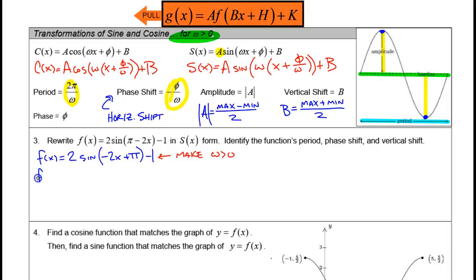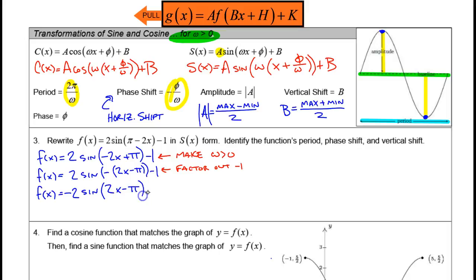I'm going to do that by factoring out a negative 1. So 2 times the sine of negative times 2x minus pi, still all minus 1. Now the next thing I'm going to do is kind of tricky. I'm going to rewrite that as f of x equals negative 2 times the sine of 2x minus pi, minus 1. I hope that you recognize where that comes from.